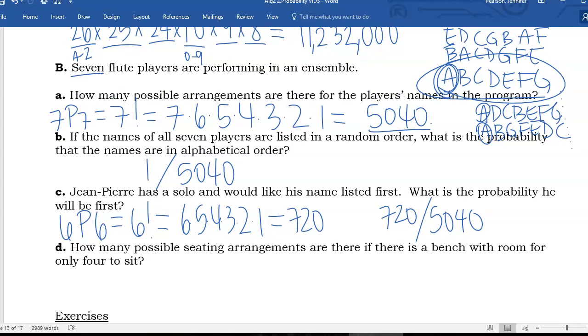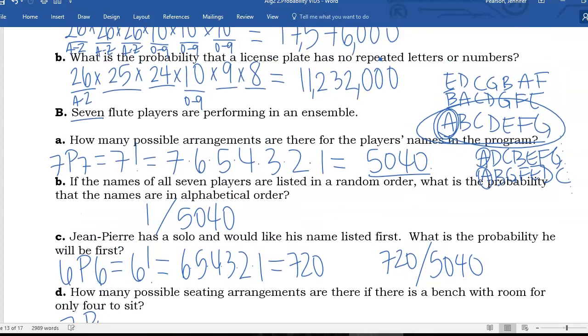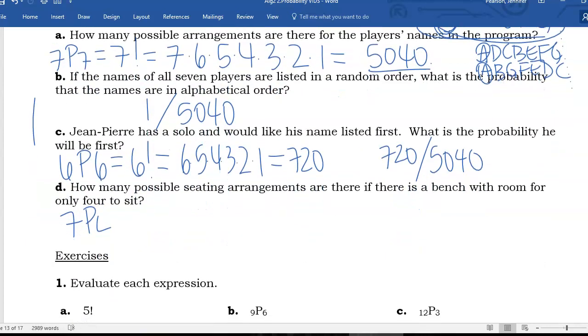And last one, how many possible seating arrangements are there if a bench can only sit 4 people? So we have 7 people, but only 4 of them are going to be able to sit down. We have 7, and we need to put 4 of them down, okay? So that would be starting at 7. But filling out 1, 2, 3, 4 spaces, but we always count down, because if we have 7 people for the first option, but somebody sat down, now there's only 6 people for the second spot, and then someone else sat down. So now there's only 5 people, someone else sat down, so now we have 4 people. So we filled out our 4 spaces, counting down, and then that is 7 times 6 times 5 times 4. There are 840 ways for 4 people from a group of 7 to arrange themselves.